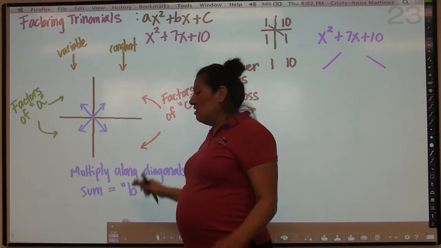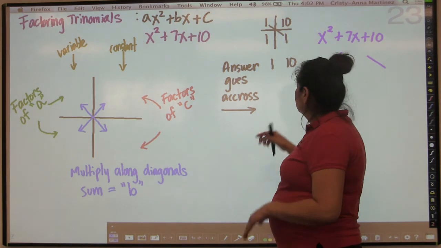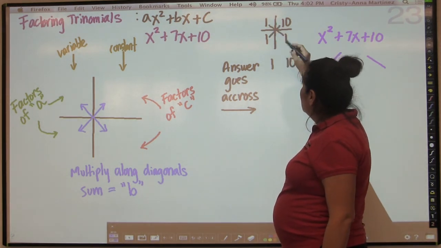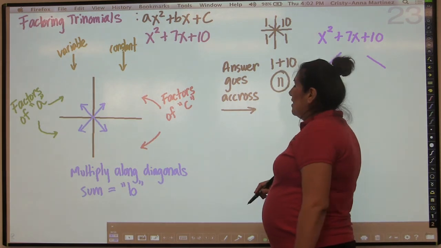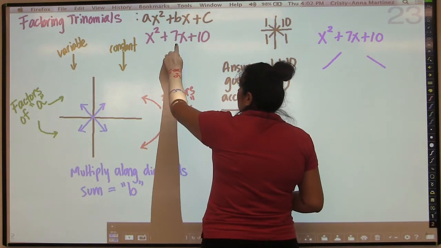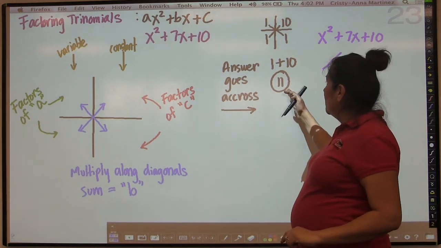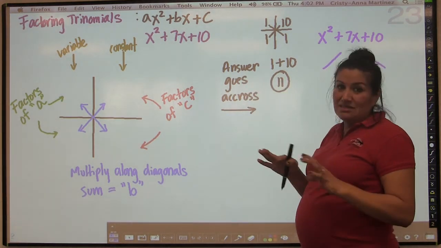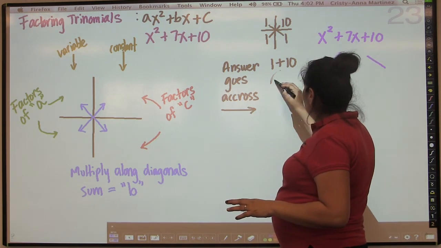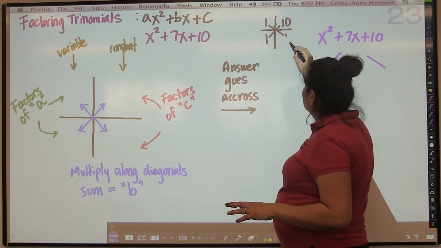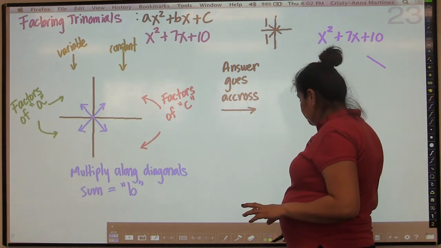Sum should equal the b term. So when I multiply this diagonal, multiply that diagonal, and add them together, in this case, I get 11. But the b value is 7. So this is not the right combination. This combination has to equal 7, or else it's not the right combination. That's why I'm showing you that you can try different numbers until you get the right numbers. So 10 and 1 were not the right numbers.